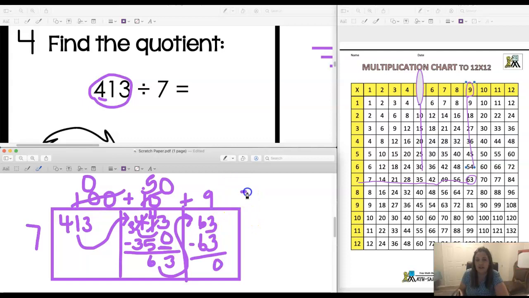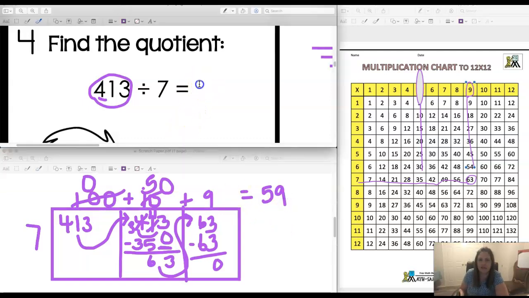Now for division, you're adding up the numbers on the top to get your total. So I have 50 plus 9, you can do that in your head, equals 59. 413 divided by 7 equals 59.